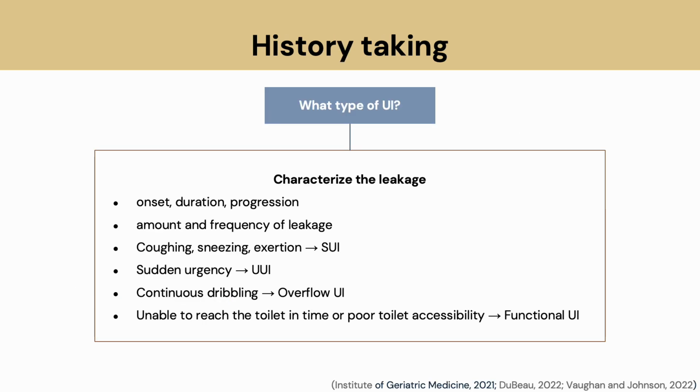So let's move to the next section about the clinical assessment. First of all, start with history taking. The most important question is what type of urinary incontinence does this patient have? Because once you identify the subtype, the underlying cause and management often become much clearer.